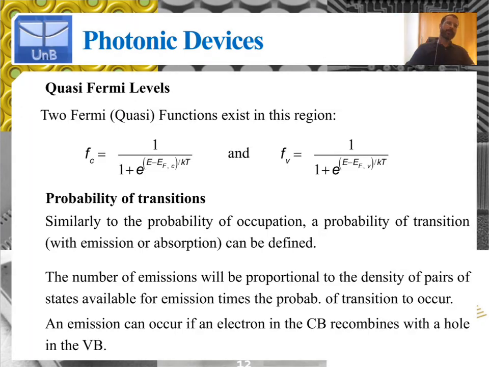So along with the two quasi-Fermi levels, we'll have two Fermi functions associated with each one. With EFc you'll have the Fermi function Fc for the conduction band, and the Fermi function Fv associated with EFv in the valence band. They look exactly like the Fermi function, but the difference is the Fermi level in each one.